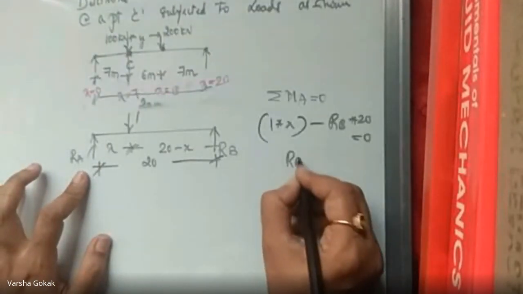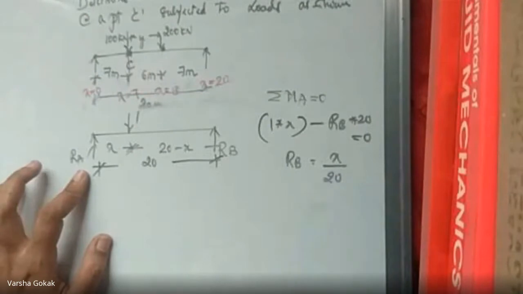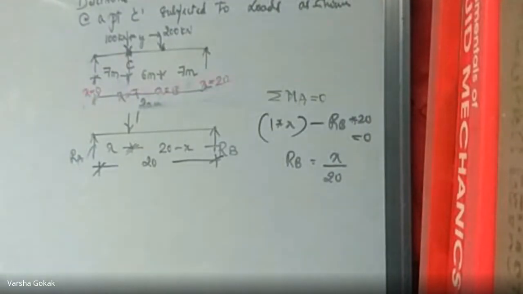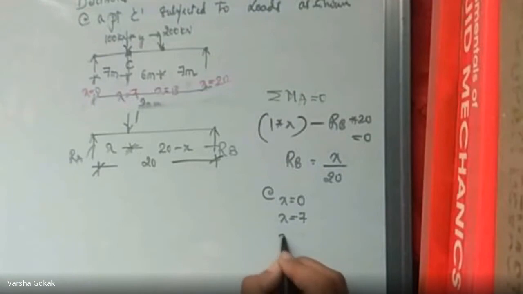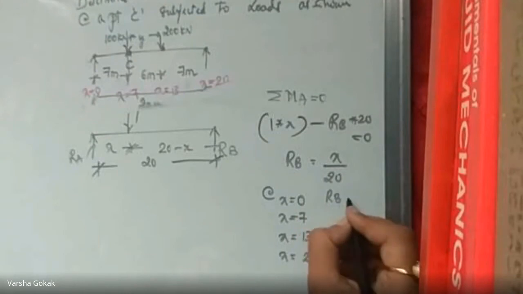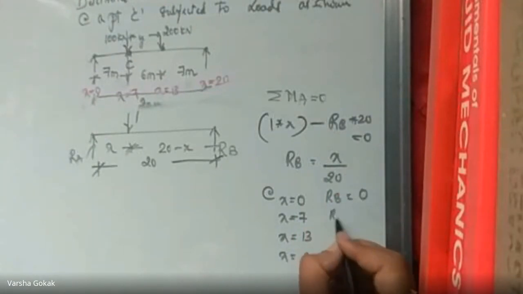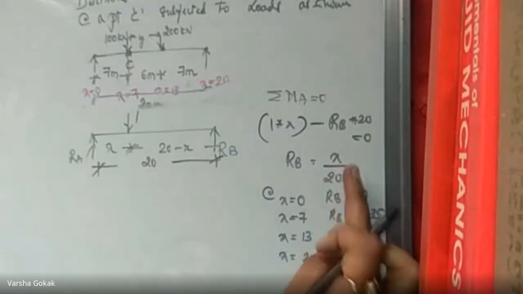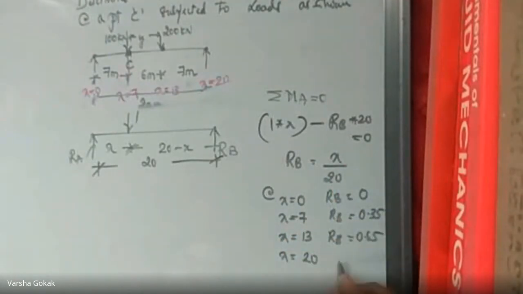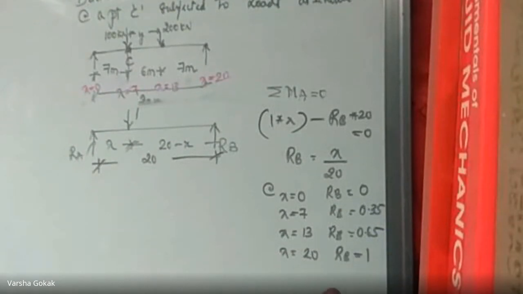From here, what is RB? RB is x divided by 20. Correct? RB value is going to be x divided by 20. So now I have to get x equal to 0, x equal to 7, x equal to 13 and x equal to 20, the values of RB. So 0 by 20, 0. Then 7 by 20, how much? 0.35. Yeah, 0.35. 13 by 20, 0.65. And here it is going to be RB equal to 1. At x equal to 20, RB value is 1.